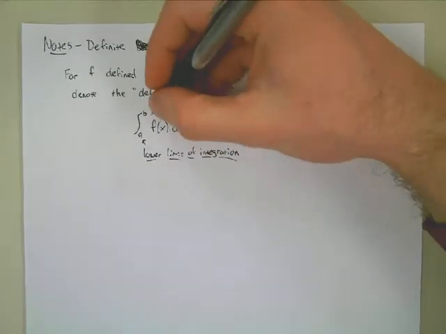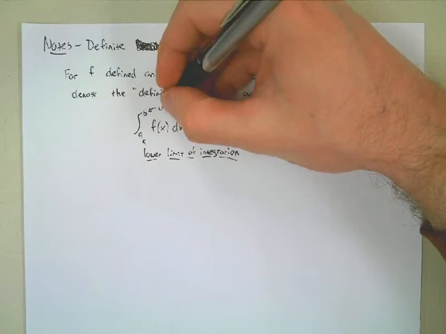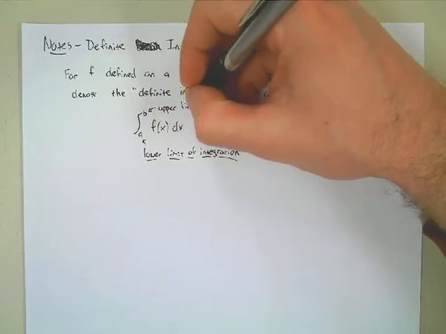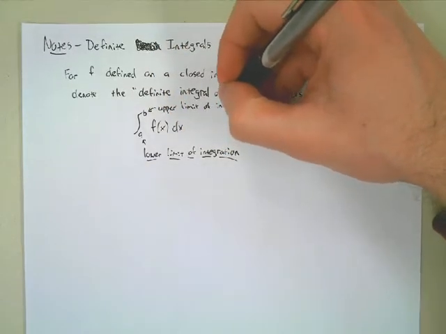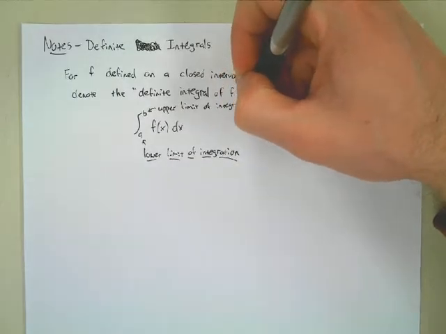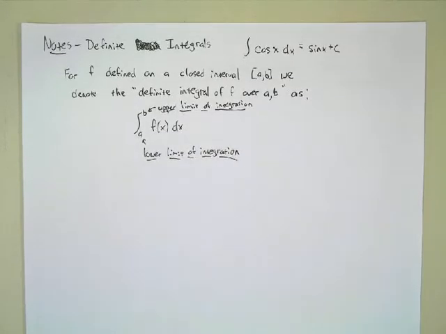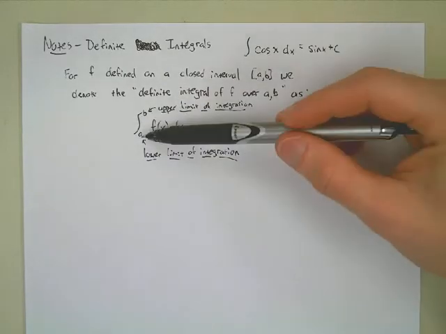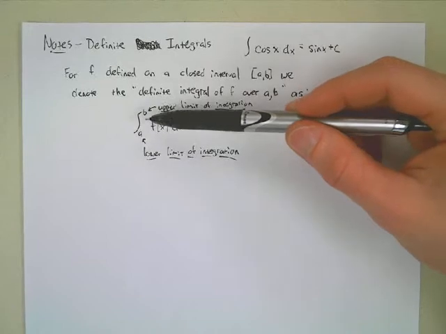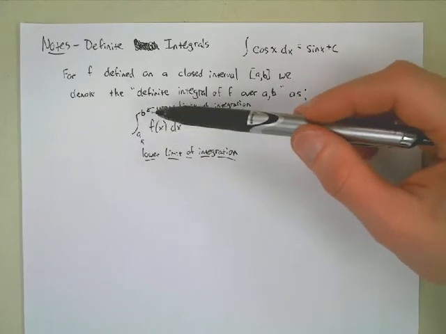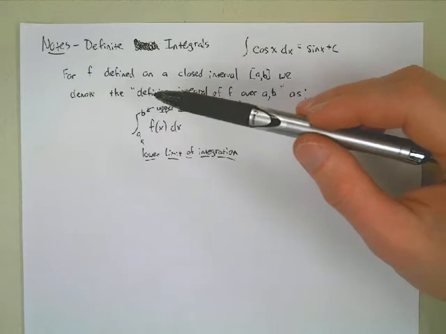And of course, b is known as the upper limit of integration. One thing I want to mention here: b does not have to be a greater number than a. While in the majority of the definite integrals that we do, a will be smaller than b, there will be definite integrals where b is actually smaller than a. And we'll talk about what that means when we get there.